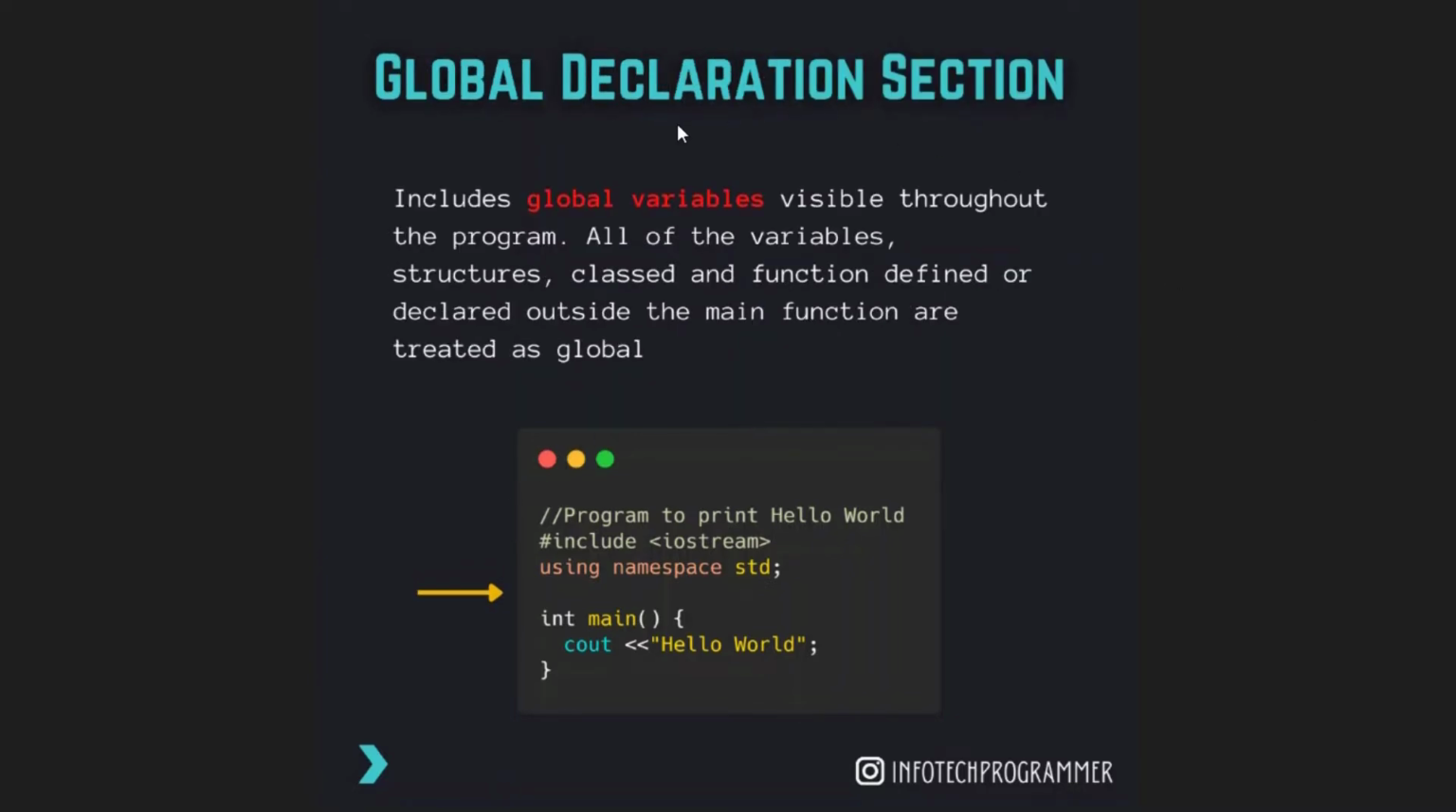Then global declaration section, visible throughout the program. All of the variables, structures, classes and functions defined or declared outside the main function are treated as global. You can see it above int main.